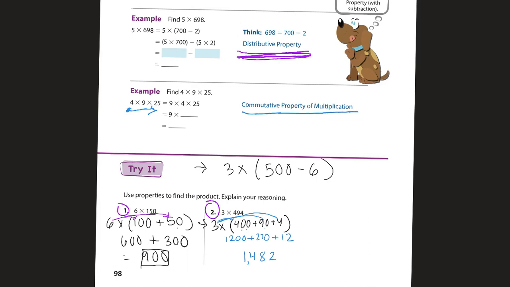Let's see if our other way of solving using the distributive property, but this time with subtraction, also gives us the same answer. So I have to distribute the 3 to the 500. So 3 times 500 is, well, I know 3 times 5 is 15, and the 2 zeros. This time I'm going to subtract, instead of add, the 3 times 6, which is 18. So now I need to do 1,500 minus 18.